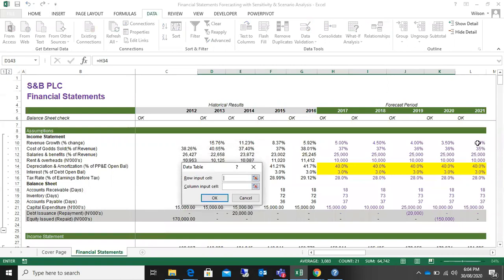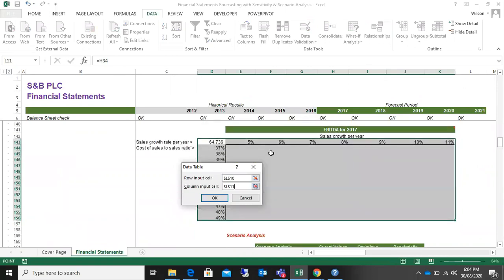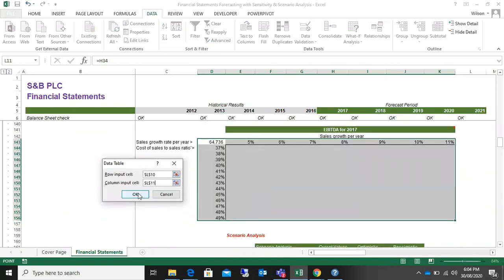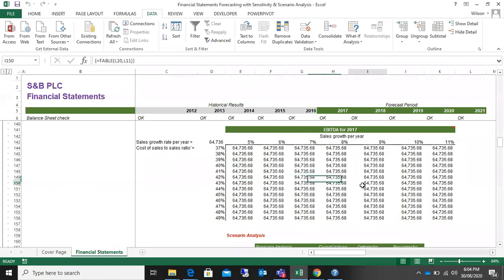Row is sales, column is cost. Okay. So let's come down here and click on OK. So this is what we have. But I think something is wrong here.